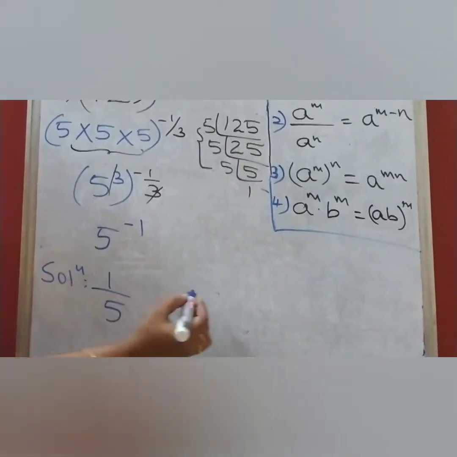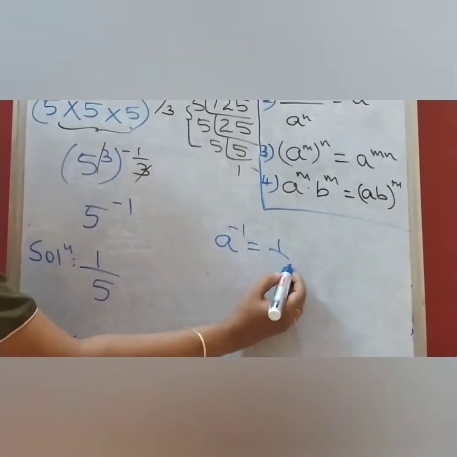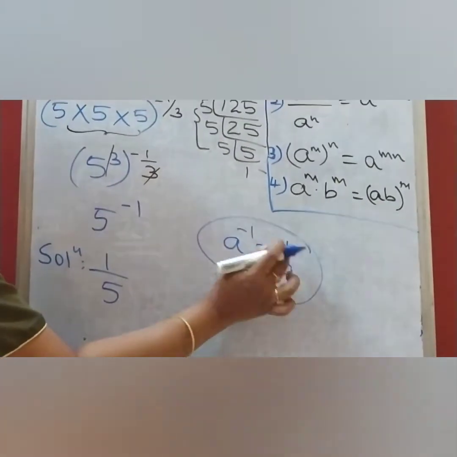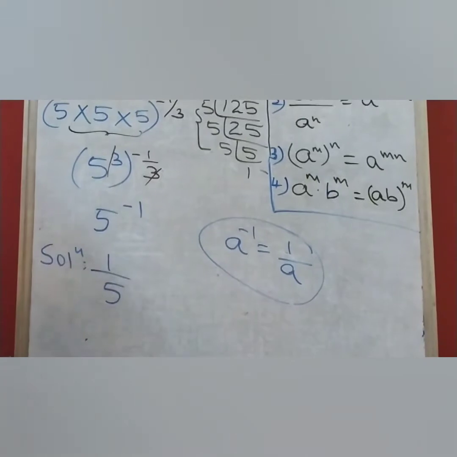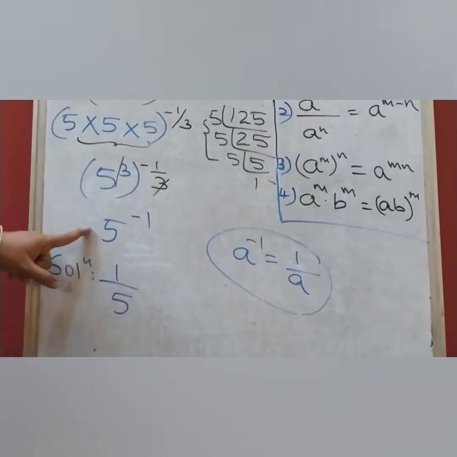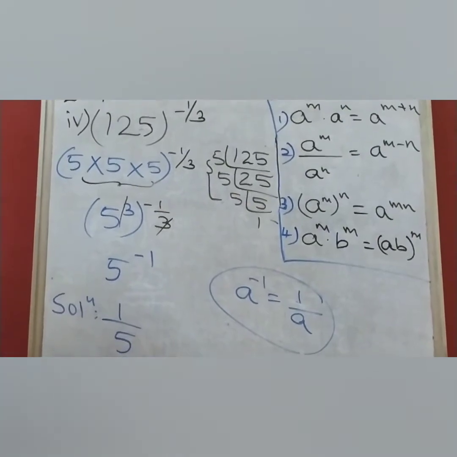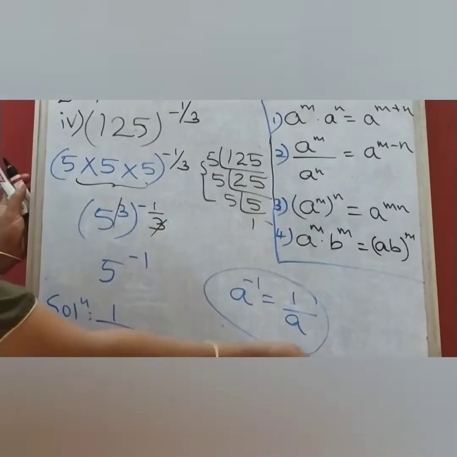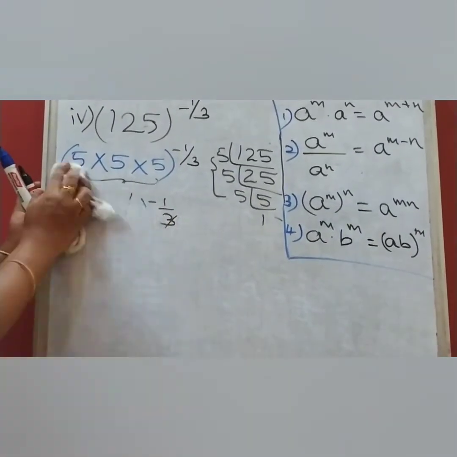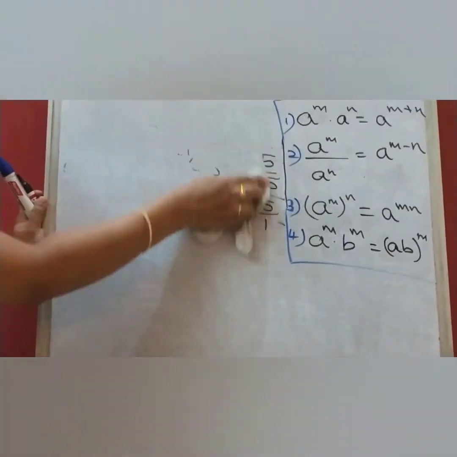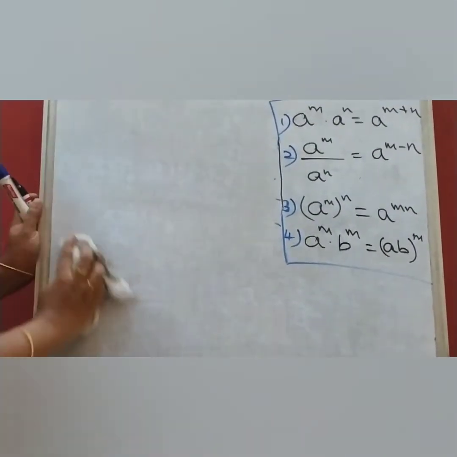So here you should remember, a power minus 1 is 1 by a. Write this somewhere, very important. A power minus 1 is 1 by a. So 5 power minus 1 is 1 by 5. I hope you have understood. The last main, third main, uses laws of indices. We will see how it is used and what is being done.